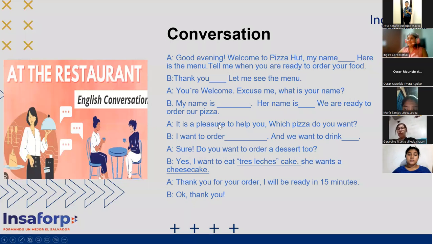It is a pleasure to help you. Which pizza do you want? I want to order, you mention what kind of pizza you want to order. And we want to drink, and then you mention what you like to drink. Sure, do you want to order a dessert too? Yes, I want to eat tres leches cake and she wants a cheesecake. Aquí, en este subrayado, usted puede cambiar el tipo de dessert that you want to eat, okay? And then thank you for your order. It will be ready in 15 minutes. Okay, thank you.